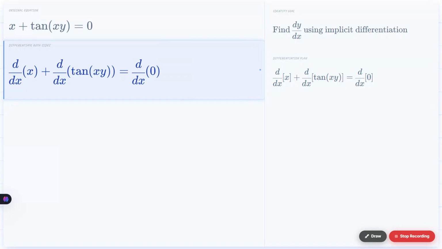We take the derivative of both sides of the equation. We do this to start solving the problem. The rule says we must do the same thing to both sides of the equal sign.